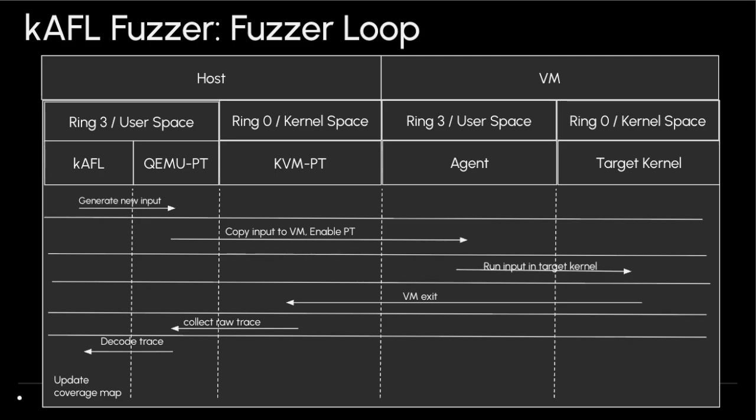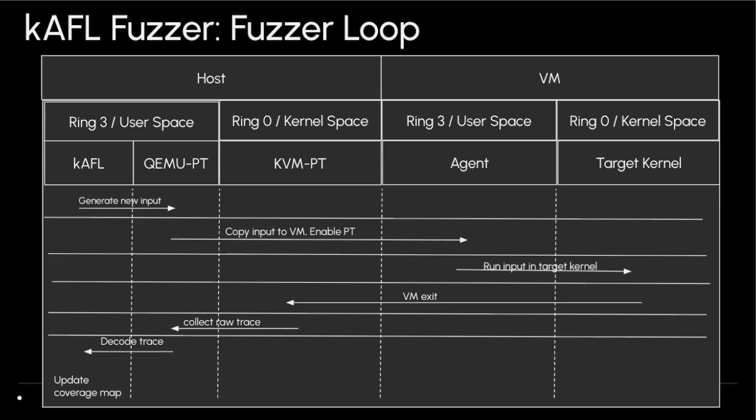kAFL generates a mutated input and copies it into a shared memory buffer that the VM can access. It enables Intel PT and signals the in-guest agent via a hypercall, which is a special instruction that traps from the guest directly into the hypervisor. The guest receives the input and delivers it to the target kernel. This executes at almost full native speed while Intel PT traces every branch in hardware.